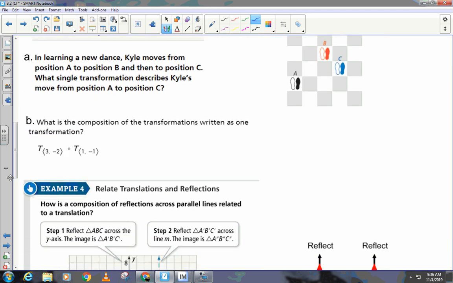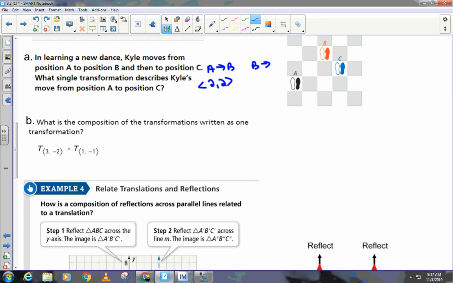In learning a new dance, Kyle moves from position A to position B to position C. What single transformation describes Kyle's move from position A to position C? From A to B, he went 2 to the right and up 2, right? So 2 to the right, which is positive, and up 2, which is positive.